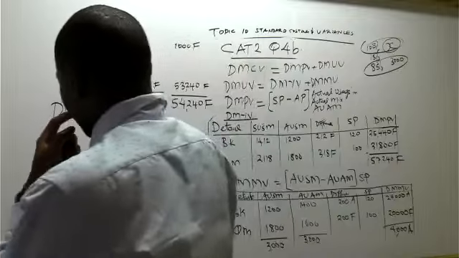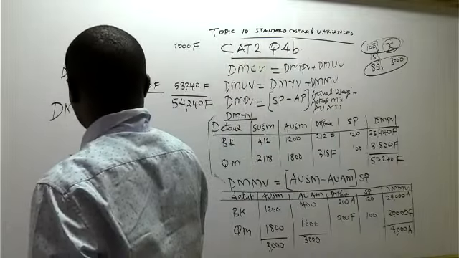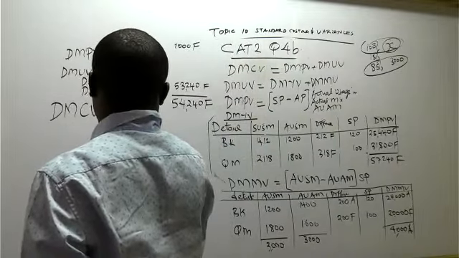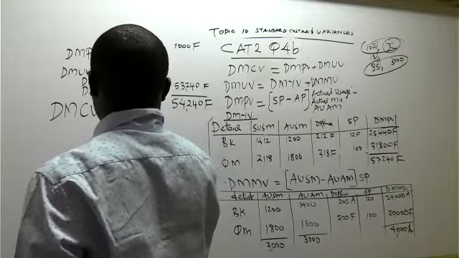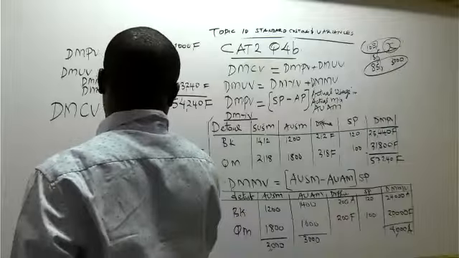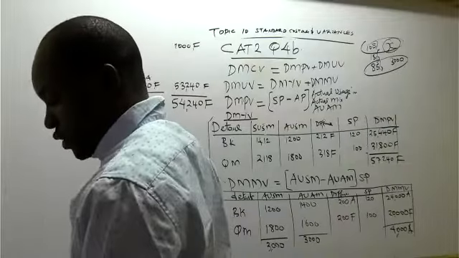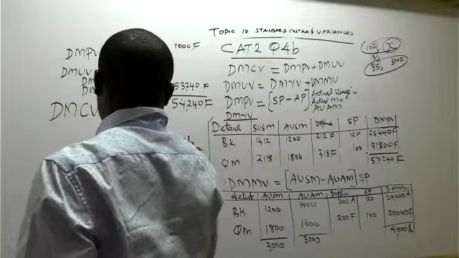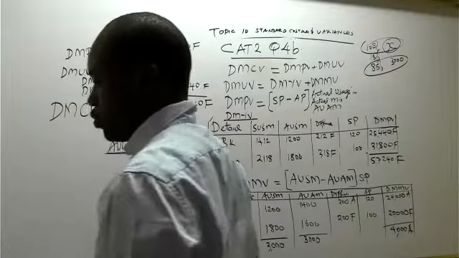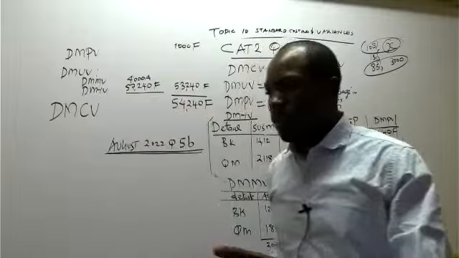Topic number 10 is compulsory. So you have to do August 2022 for me to make you understand this thing as early as today. You have to do August 2022 question number 5B.